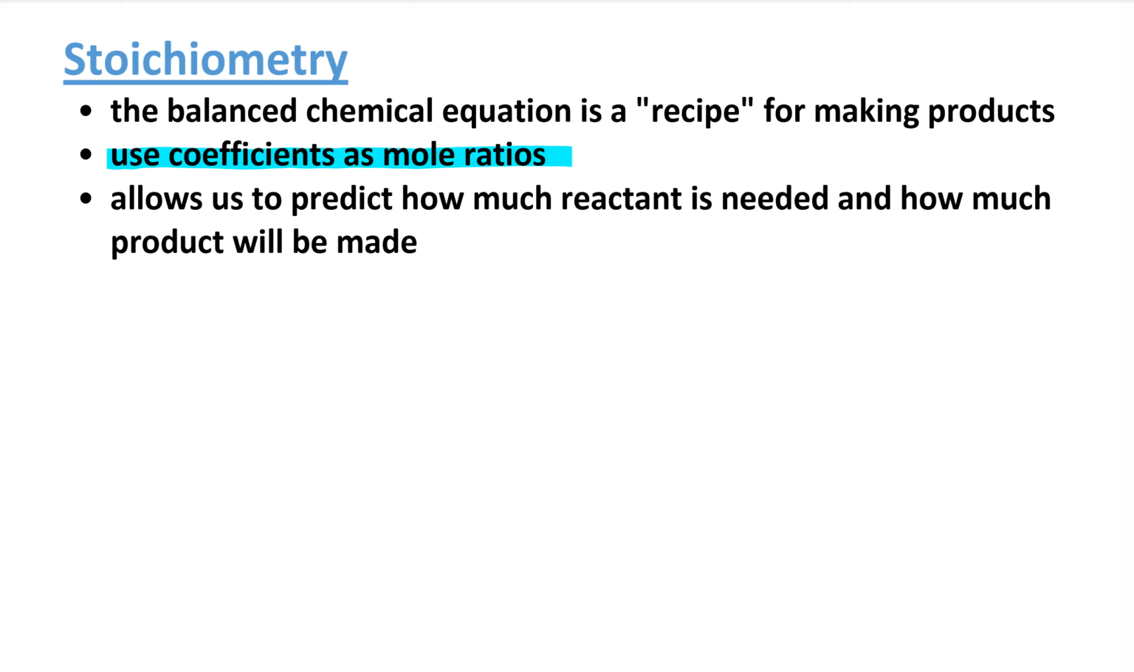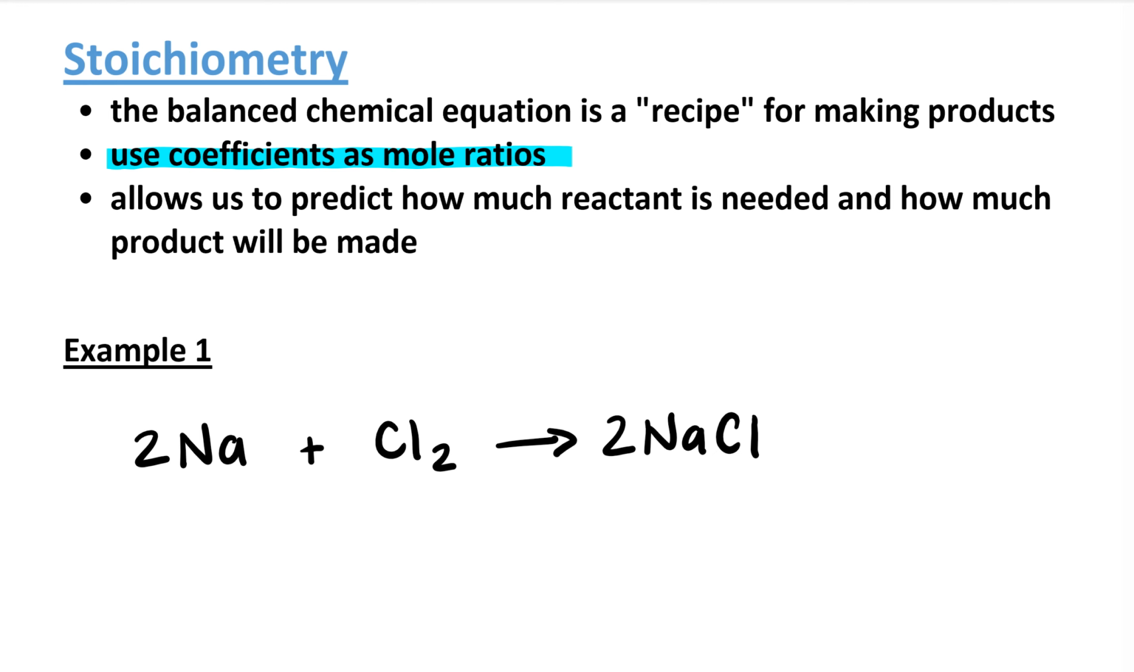Same thing here with balanced chemical equations and chemical reactions. If I mix our reactants together according to our balanced chemical equation, I should be able to predict how much product we're going to end up making. And this is the really, really powerful part about stoichiometry. All right, so let's just dive into an example.